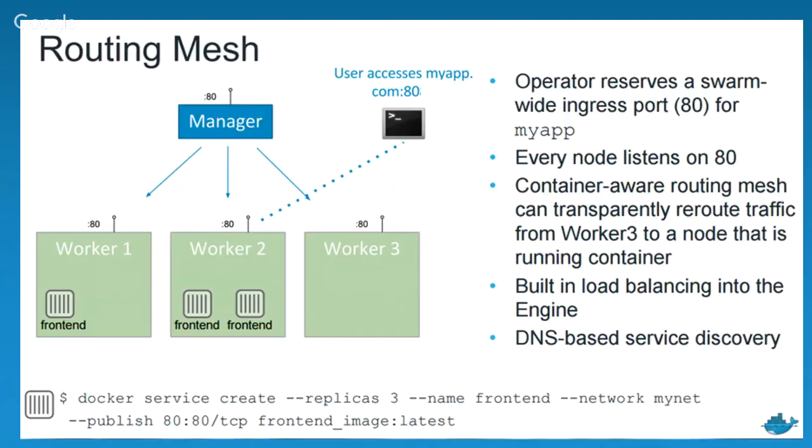So routing mesh is enabled whenever you go ahead and create an ingress network and publish a port. So with --publish 80, 80 is the port of the cluster, and the other is basically the port of the host.